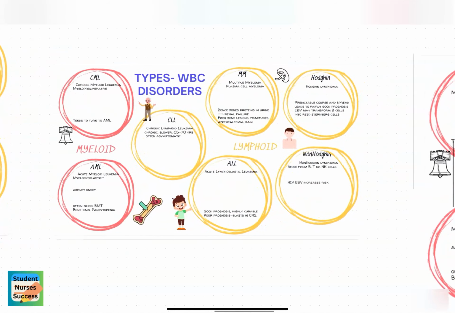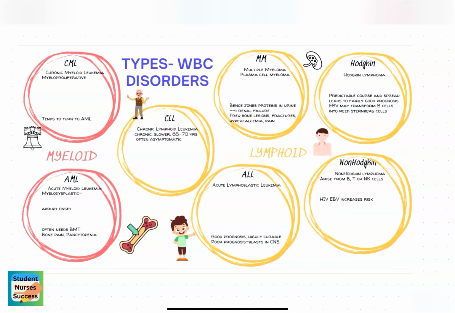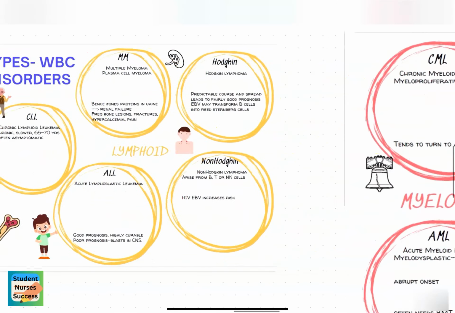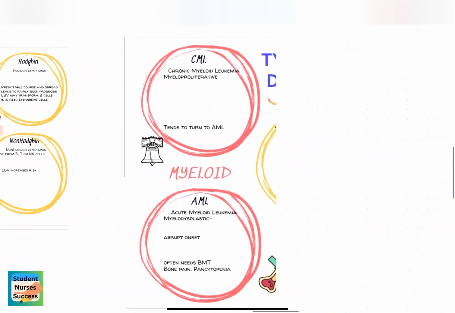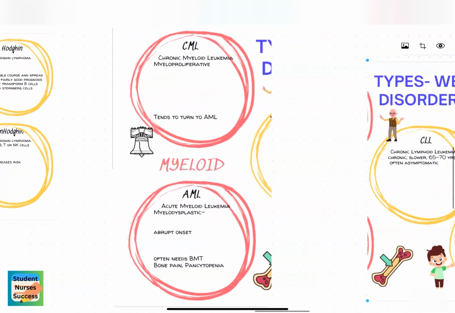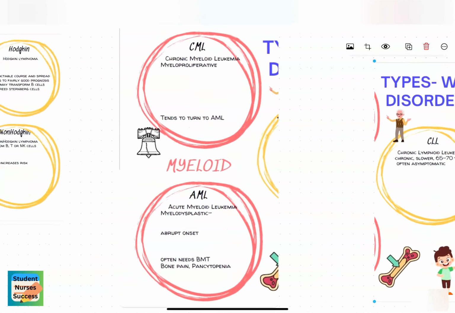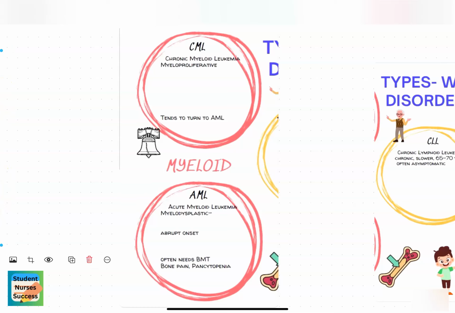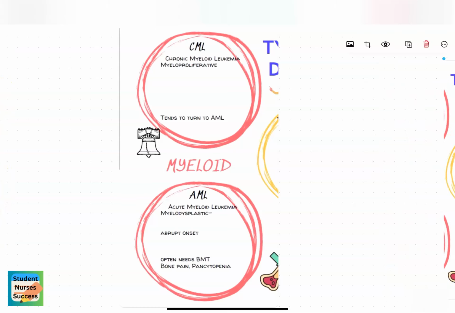So let's get started with our blank map here. And I've actually cut this into two to make it just a little bit easier for us. So this first chunk we're going to look through is the red circles, which are the myeloid disorders. These are the 2 myeloid disorders that we're going to talk about. So you can see they are red and they're called myeloid.